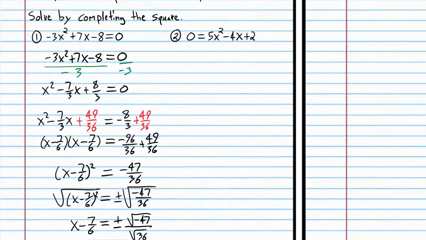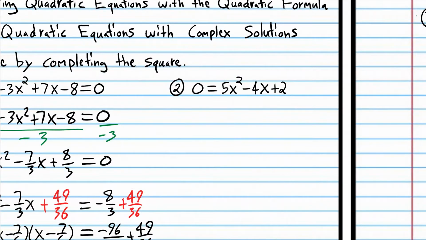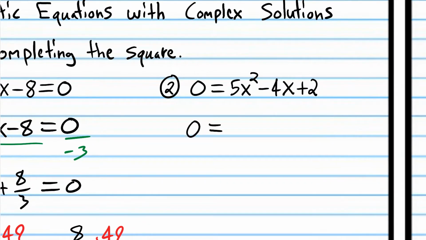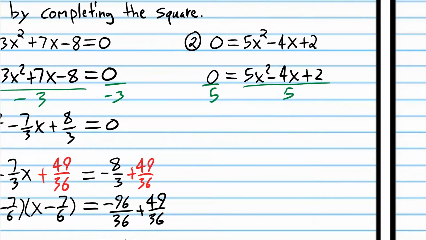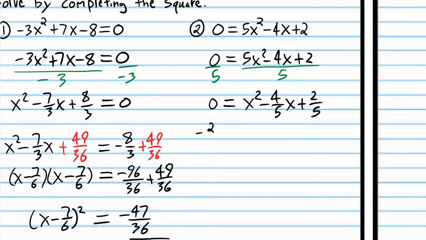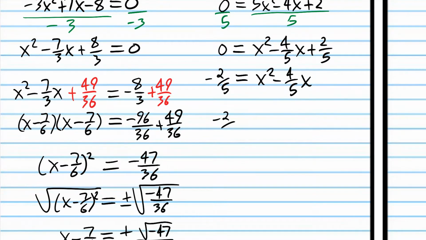So let's try another one of these problems before you try one on your own. I'm going to go a little bit faster here just so I don't bore you. So we're going to divide both sides by 5 to get rid of that coefficient of x squared. And as usual, we're going to put the 2/5 on the other side. And then we're ready to complete the square.